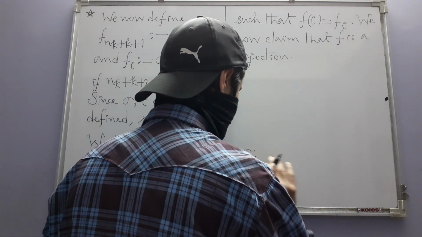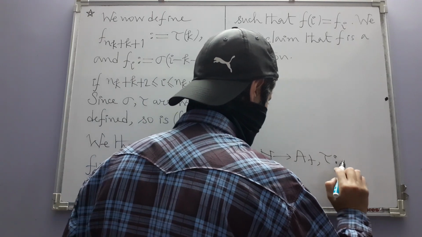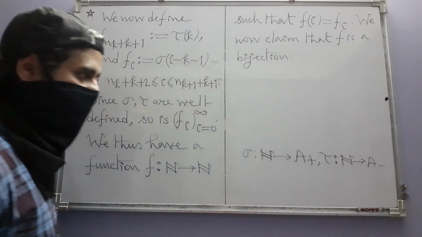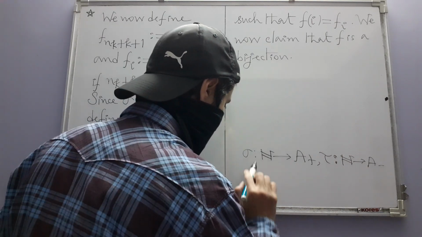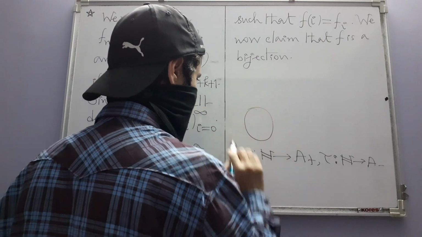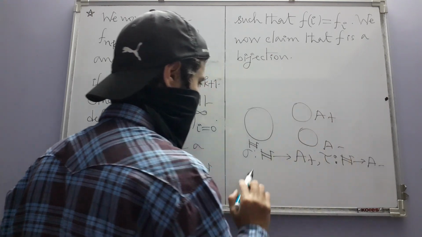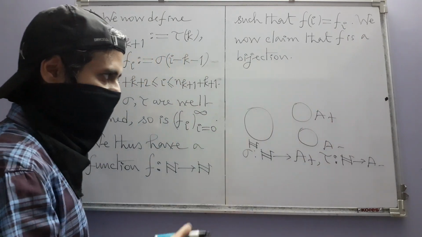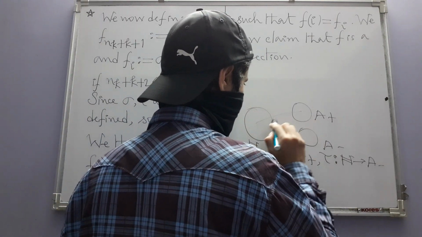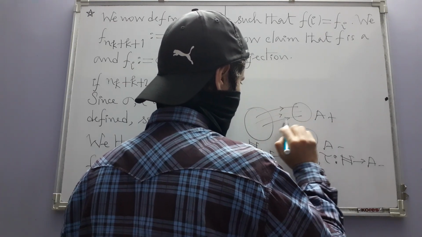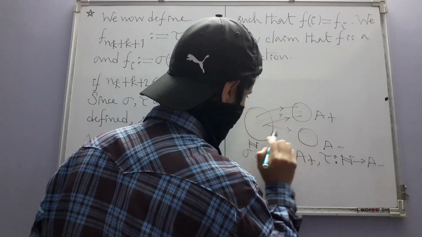Why? Because you see, sigma maps N into A plus, whereas tau maps N into A minus. And we already know from lemma 8.7 that these two are disjoint sets. So that is why the function looks somewhat like this. Here you have N, here you have A plus, and here you have A minus. And f of course runs from N to the union of these two, which is also after all N, that also we know. Some of the f values are in A plus and some of them will be in A minus, that is those where we are having tau in the definition of f.